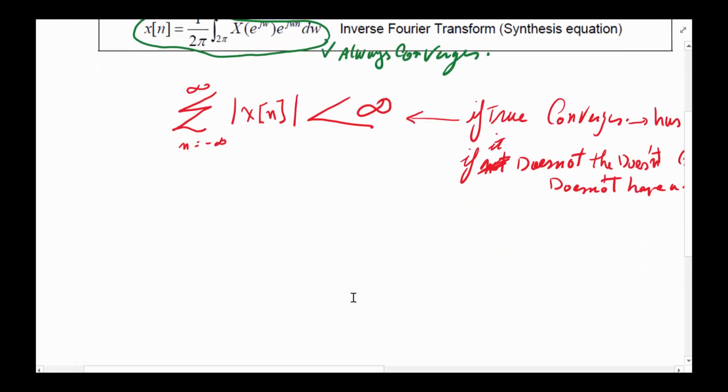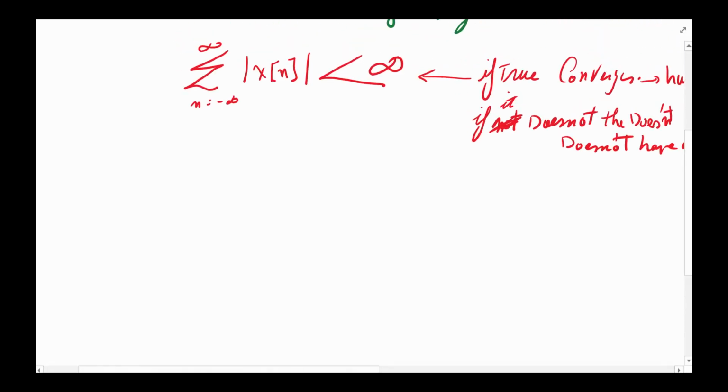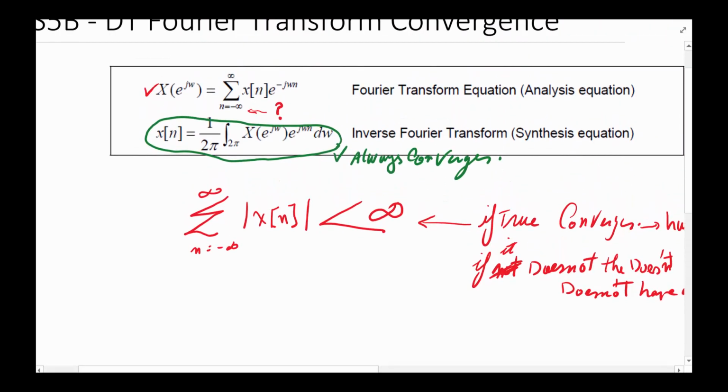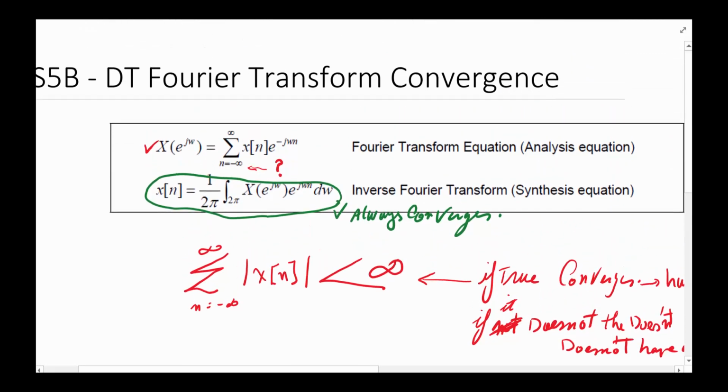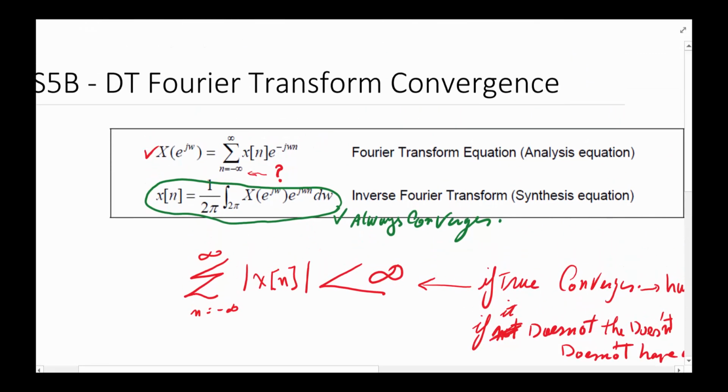Okay, so that's that. And then just as a quick reminder, we do not have to worry about the convergence of the inverse of this because that has a defined period of 2 pi. And that takes care of discussions around discrete time Fourier transform convergence.